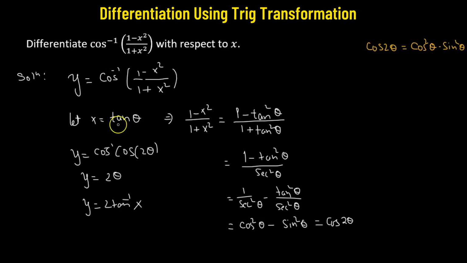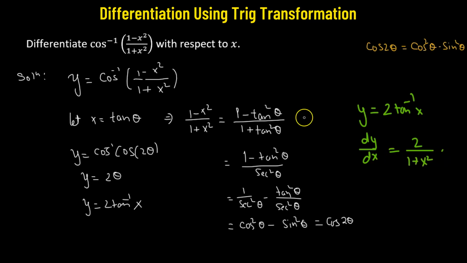And finally, when we take the derivative, let's start. We have y equals 2 times tangent inverse of x. So the derivative of y with respect to x will be simply equal to 2 divided by 1 plus x squared. So this is the value. Let's move on to the final problem.